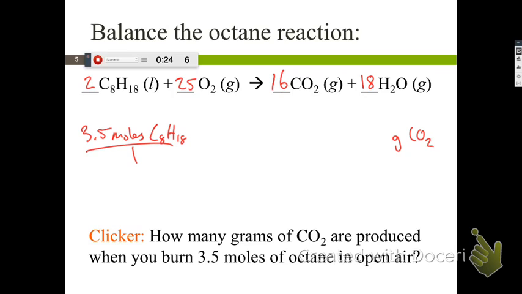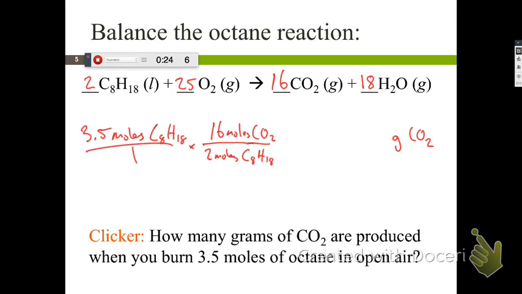Sarah, nice and loud. For 2 moles of octane, there's 16 moles of CO2 produced. Great. So I like the focusing on for every 2 moles of octane we consume, we can produce at most 16 moles of CO2. Are we done?